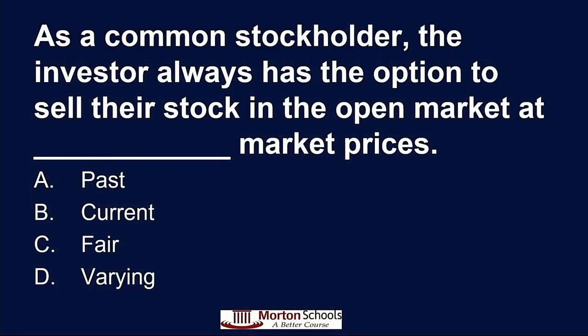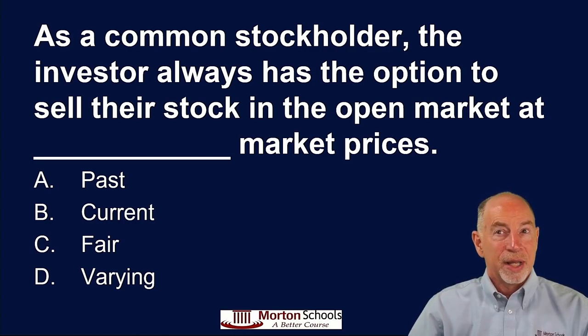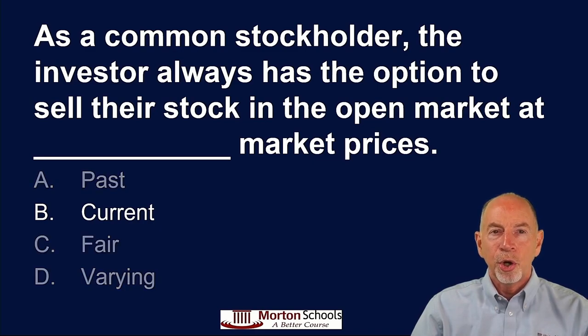And here's our question. As a common stockholder, the investor always has the option to sell their stock in the open market at blank prices. The answer here would be what? At the past price, at the current price, at the fair price, at the varying price? Well, when stock is sold in the secondary market, it's sold at the what? At the current price, whatever the price is at that moment. And believe me, it's at that moment.